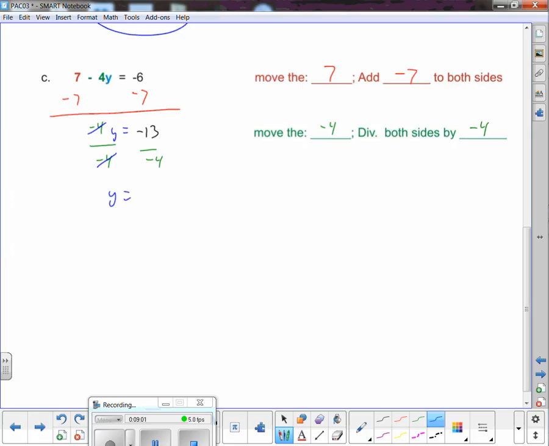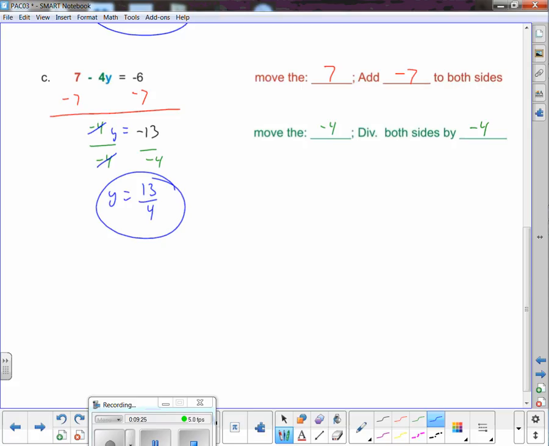And you know what? Can we divide 4 into 13? So we're going to leave it as an improper fraction. Don't change it to a mixed number. Leave it as an improper fraction. However, what's a negative divided by a negative? So I'm going to leave the answer as a positive 13 over 4. Because a negative over a negative is a positive.